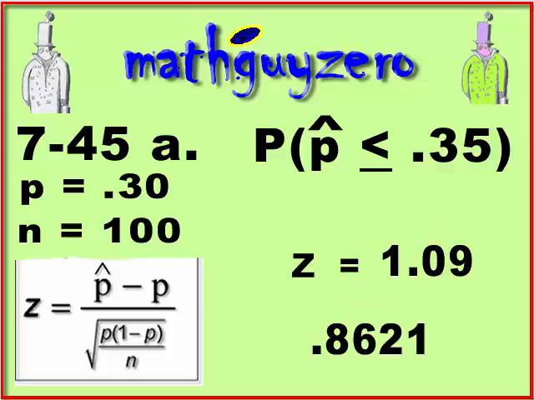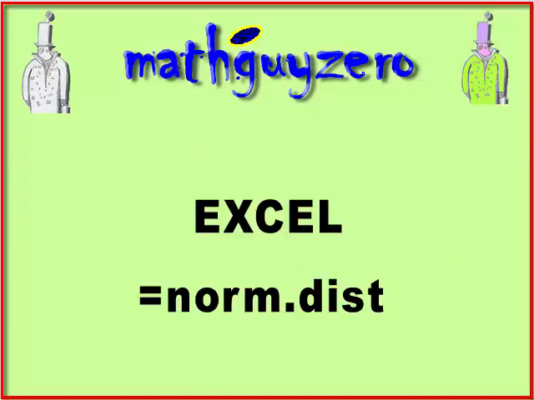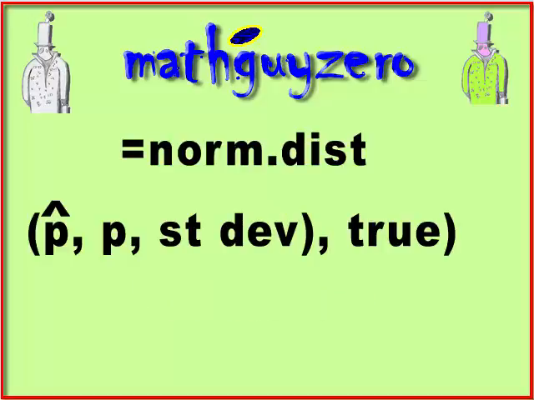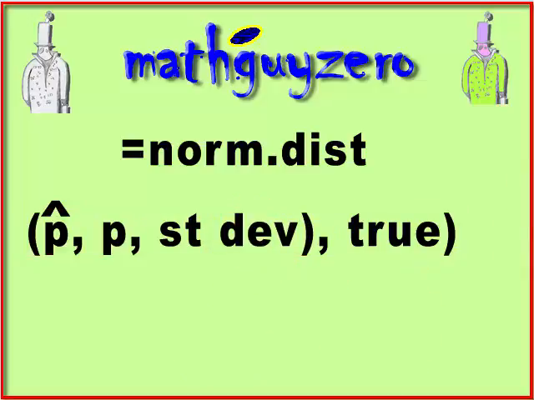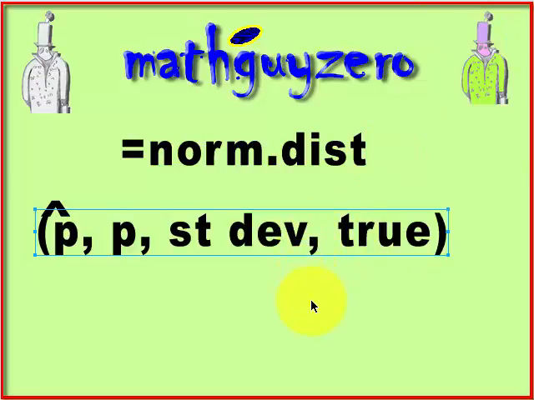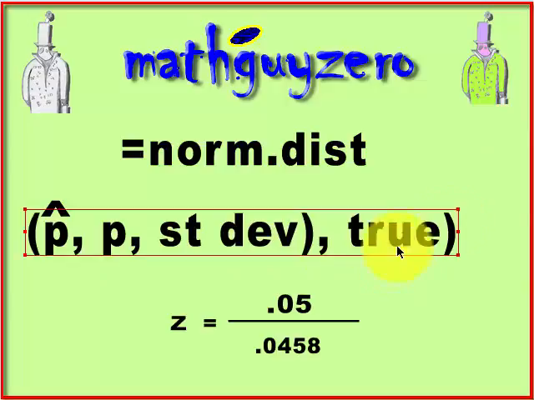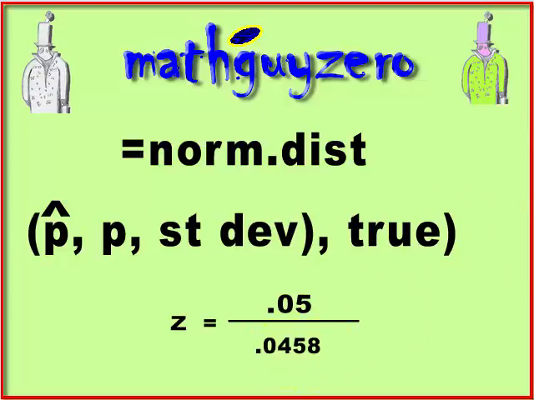But we're going to double check in Excel using the NORM.DIST. That is your best friend. Instead of the random variable x, you're going to use the proportion p hat, the sample proportion. Instead of the population mean, you're going to use the population proportion. The standard deviation is what we just went through, the one we just calculated. It's going to be 0.0458.